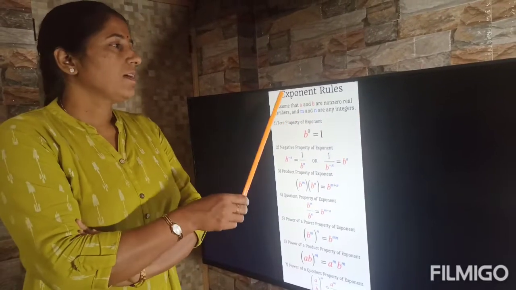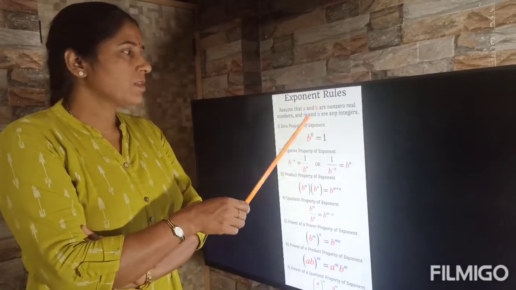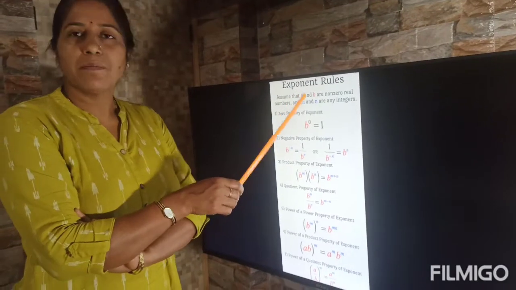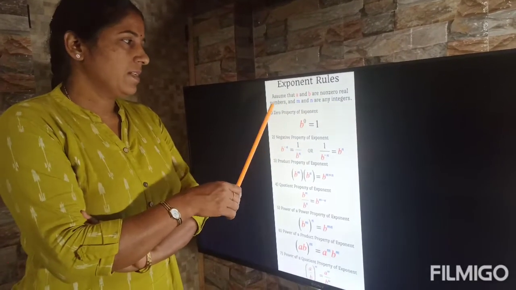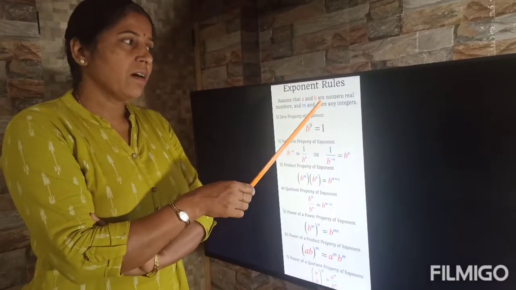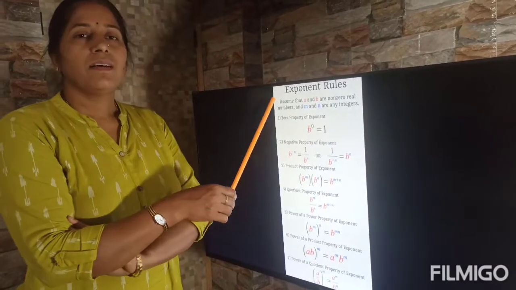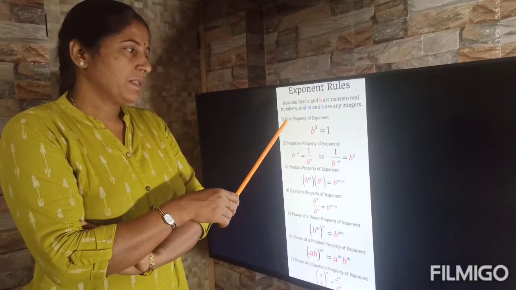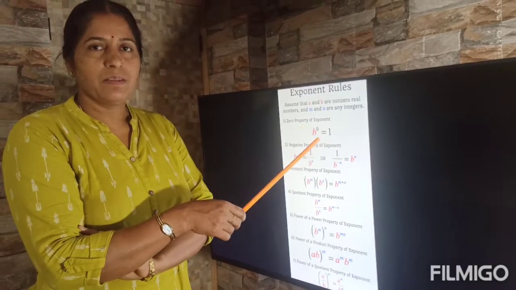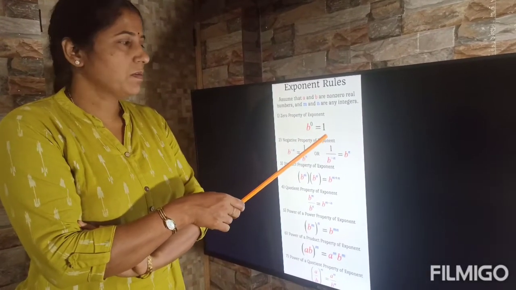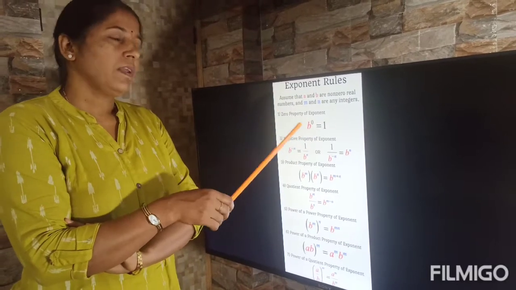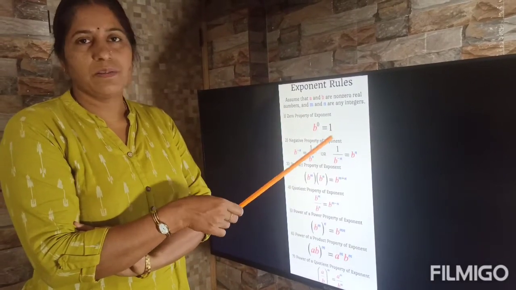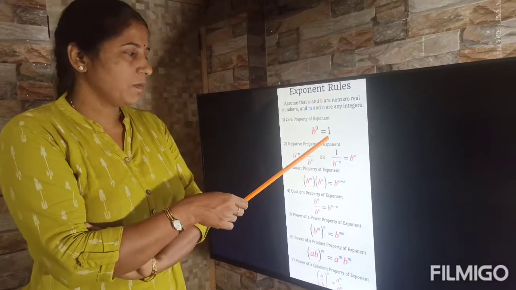See here children, exponent rules. Assume that a and b are non-zero real numbers and m and n are any integers. I took b as the base here. First property, zero property of exponent, b to the power of 0 is equal to 1. That I only told, no? Any number's power is 0, that whole value becomes 1.